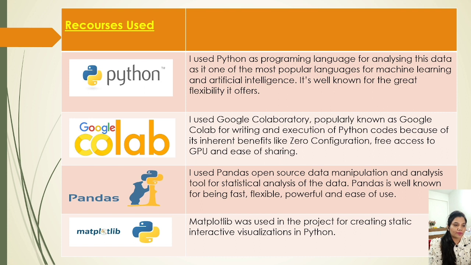The second one is Google Colab. I used Google Colaboratory, popularly known as Google Colab, for writing and executing Python code because of its inherent benefits like zero configuration, free access to GPU, and ease of sharing. Third one is Pandas. I used Pandas because it's an open-source data manipulation and analysis tool for the statistical analysis of the data. Pandas is well known for being fast, flexible, powerful, and easy to use. The fourth one is Matplotlib, which was used in the project for creating static and interactive visualizations in Python.